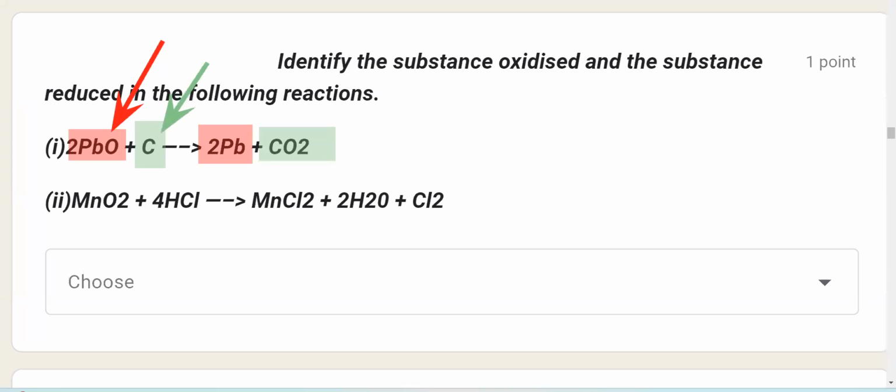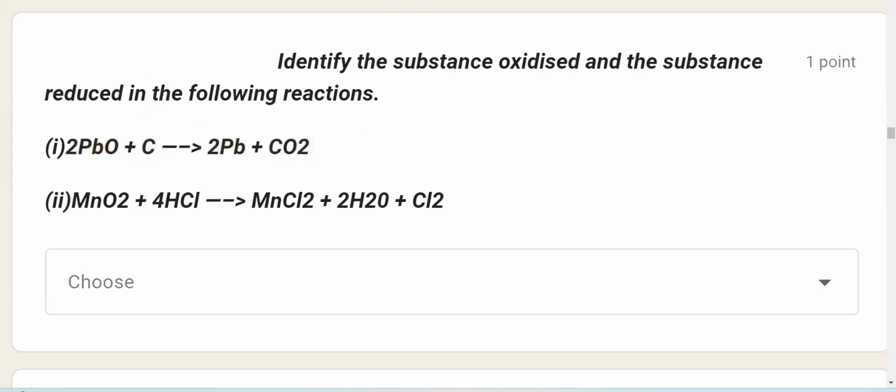And as I said, the substance getting oxidized is called the reducing agent, and the substance getting reduced is called the oxidizing agent, right? It's just the opposite. The substance which is getting oxidized will be called a reducing agent, and the reverse way, this is getting reduced, so this will be called an oxidizing agent.